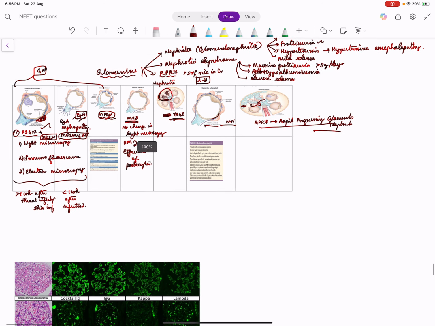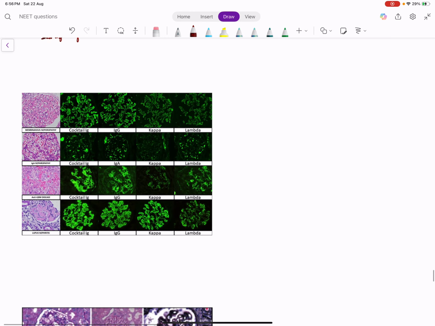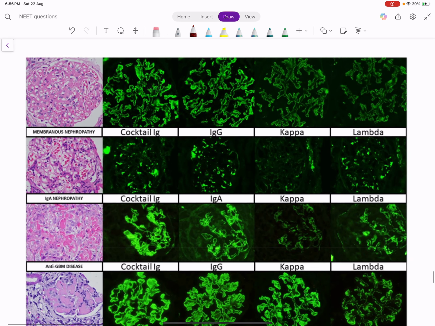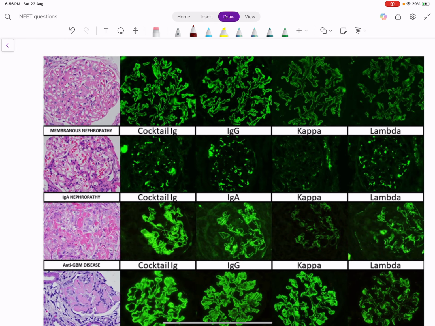If you want a more detailed discussion on this, you can refer to pathology textbooks. This is just an orientation on this. So just see the images here.